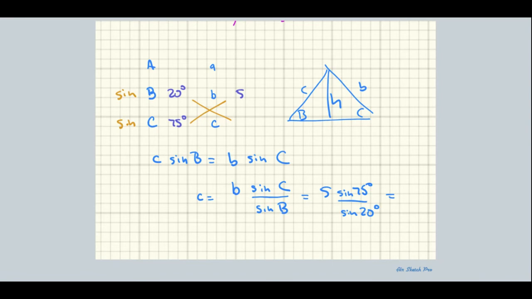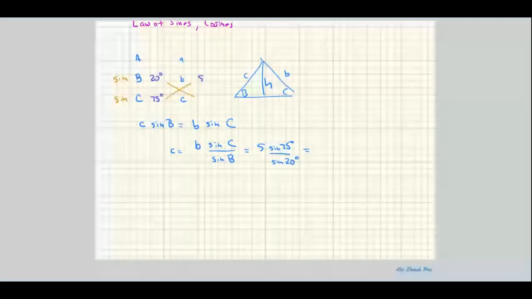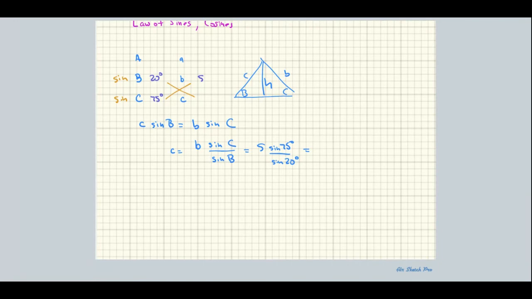So 5 sine 75 divided by sine 20. What do you guys get? 5 sine 75 over sine 20. 1412? Okay. Yeah, let's write that as 1412. Bunches of people got 1412, so that works for me.